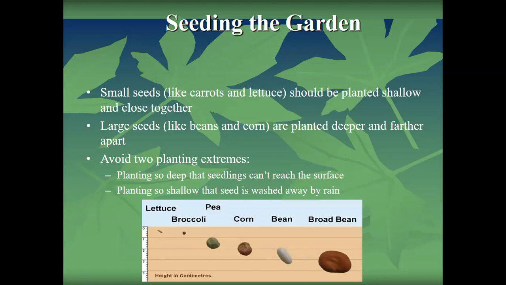So avoid planting extremes: planting so deep that seedlings can't reach the surface. Of course, that is for your small seeded crops. Jonathan just reminded us of the rule that the planting depth should be twice the diameter of the seed. So lettuce is not supposed to be very deep, broccoli not very deep. So these are the two extremes: planting so deep that seedlings can't reach the surface, and planting so shallow that seeds can be washed away by rain.